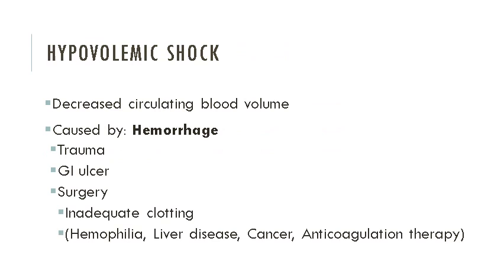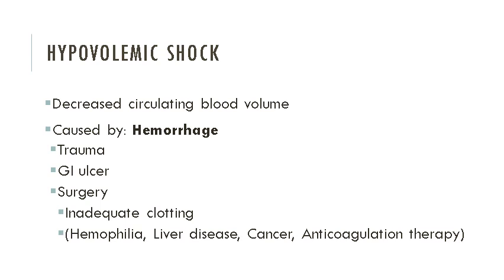Now we're going to get into the specific kinds of shock. So the very first one we'll start with is hypovolemic shock. If we just look at the word, hypo meaning low, volemic, volume of the blood. So hypovolemic shock is decreased circulating blood volume. Typically, this tends to be caused by hemorrhage.